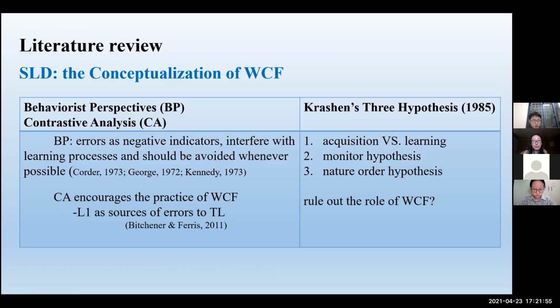In contrast, Krashen proposed three hypotheses, which seemed to rule out the role of CF and error correction: the acquisition-learning hypothesis, along with the monitor hypothesis and the natural order hypothesis. He believes that students' acquisition order seems to be independent of the order of learning. Therefore, if the focus is on the subconscious acquisition of the target language, then error correction is not beneficial to the acquisition process.